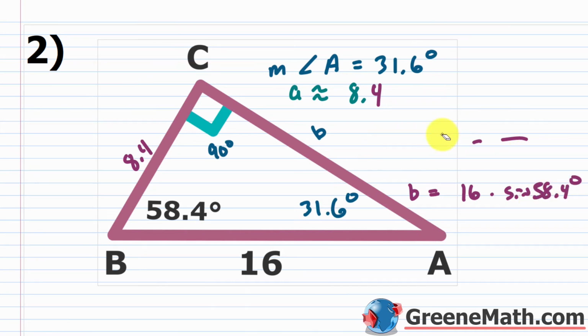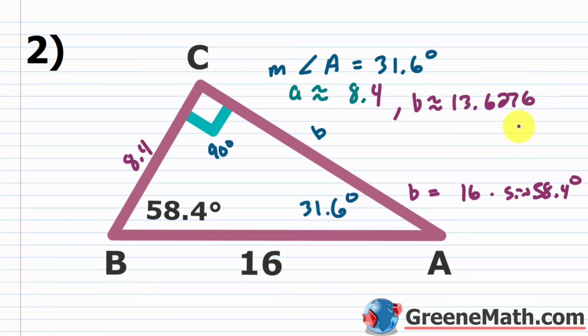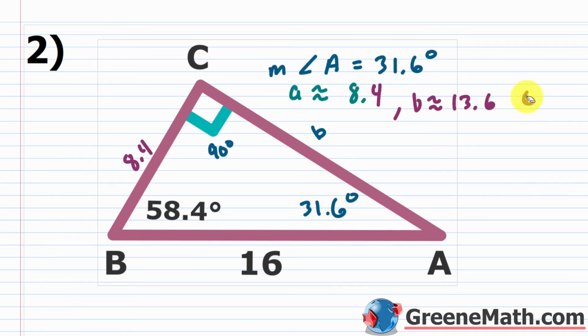Let me get rid of this. And let's punch this into the calculator. So b is approximately 13.6276, and I'll just stop there. Let me get rid of this for right now. To round to the nearest tenth, I'm going to go to this 6 here. The digit that follows is a 2, so that falls in the category of 4 or less. So let's cut these off, and we'll leave the 6 unchanged. So let's just erase this and put that this side here is approximately 13.6.